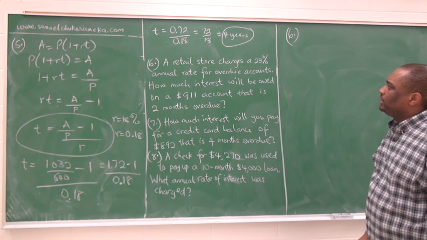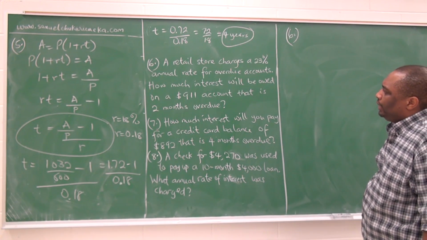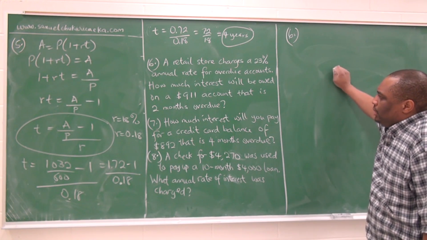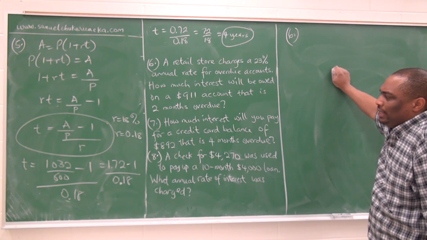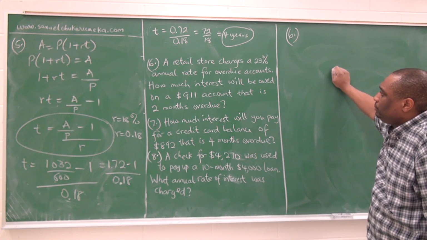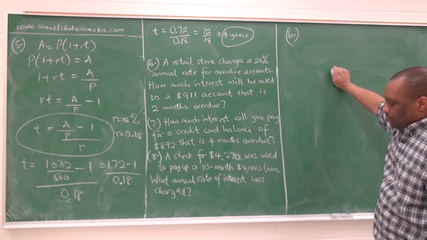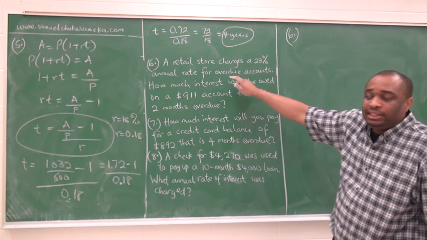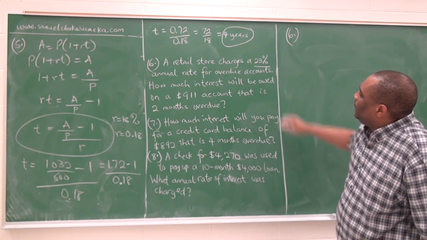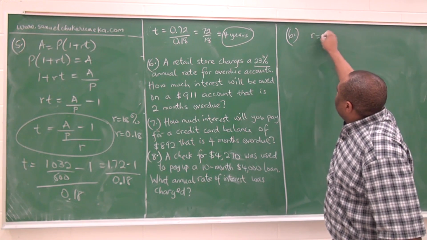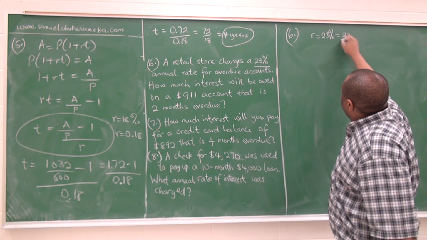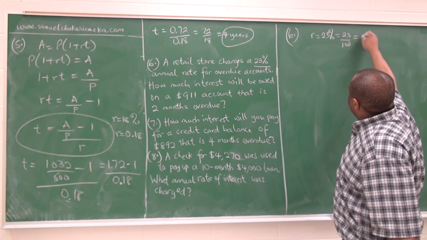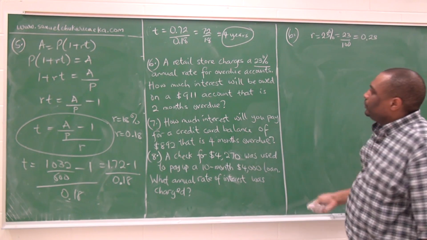And a retail store charges a 23% annual rate for overdue accounts. How much interest will be owed on a $911 account that is 2 months overdue? Okay, so the retail store charges a 23% annual rate. So that means our R is 23%, which is 23 over 100, which is 0.23.